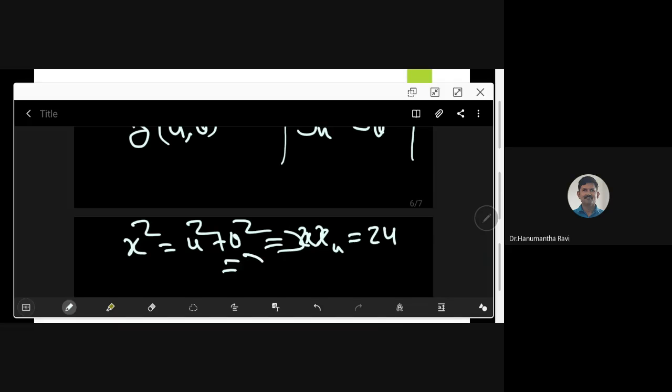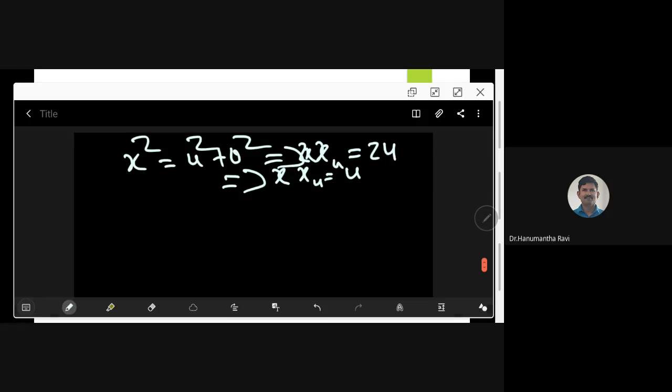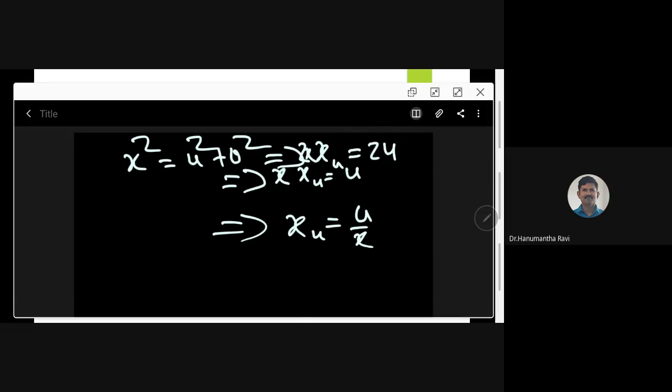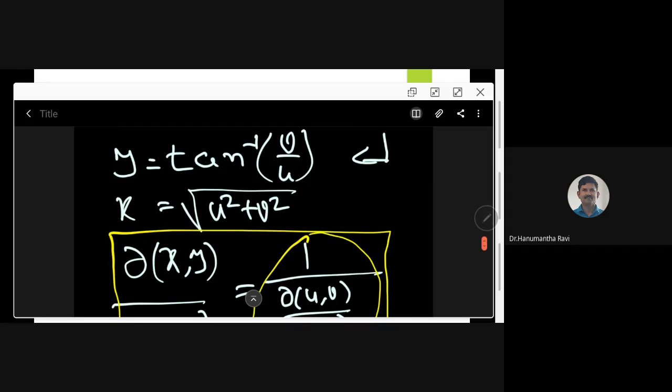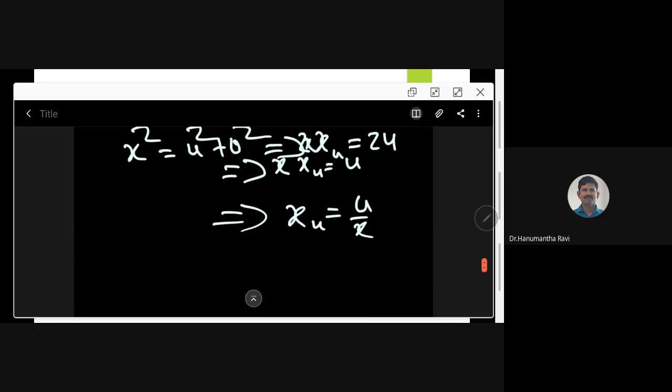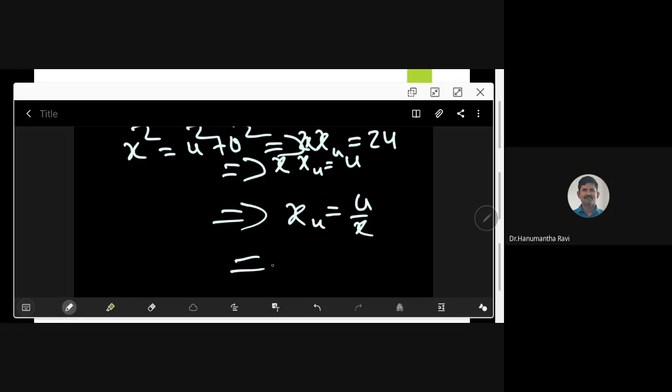So xu is equal to u by x, but you need to express everything in terms of u and v only. So what did I tell you here? When you come over to here, x is equal to square root of u square plus v square, you only take that value. Don't take the negative value here. This implies xu is equal to u by square root of u square plus v square. That's what we have taken. This is dou x dou u.